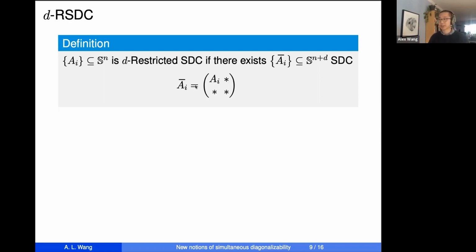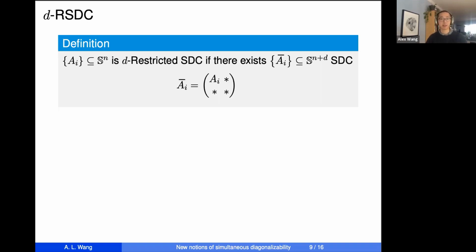And what I want of these augmented bar A sub i matrices is that the set they form, which is some subset of S^(n+d), the n plus d by n plus d symmetric matrices, this larger, lifted set, be SDC. Okay, so this is the definition, and I'll get back later, on the next slide, to telling you about some sufficient conditions for it. But before we do that, let me just tell you why I care about this property.